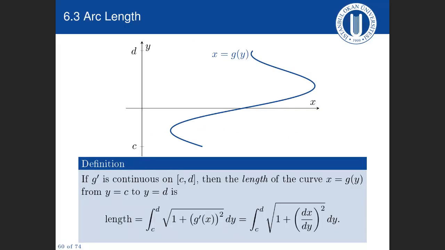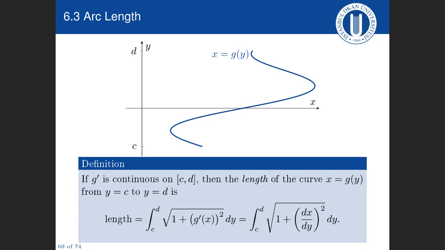So that was length of a curve if we integrate with respect to x. But of course, we could swap the positions of x and y and integrate with respect to y instead. So this is almost exactly the same as the previous definition. If we have a function whose first derivative is continuous on the closed interval from c to d, then the length of the curve x is equal to g of y from y equal to c to y equal to d is given by this formula.